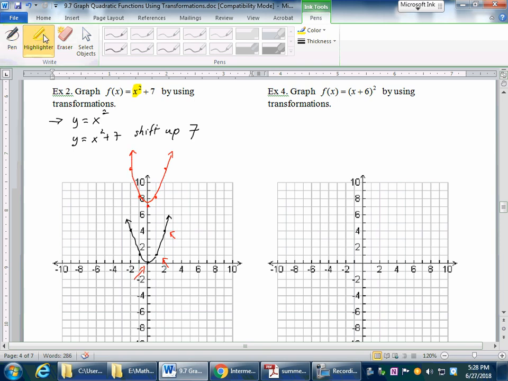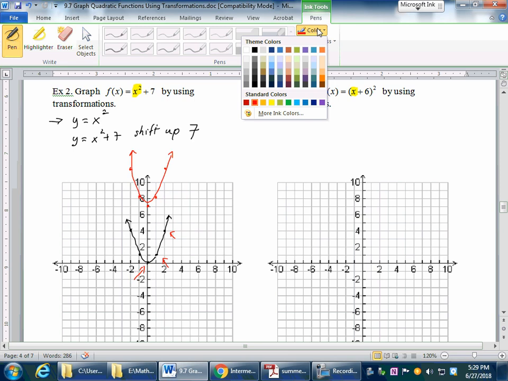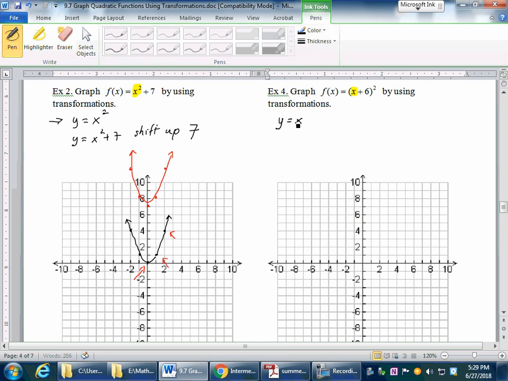And notice that in the next example, I'm adding 6 to my x value. So that tells me my parent's graph is y equals x squared, and I'm adding 6 to the x value, which means it will shift left 6 units. Right? Shift left 6 units. So my parent's graph points are right here: 0, 0, 1, 1, negative 1, 1, and 2 will be 4, and negative 2 will also be 4.